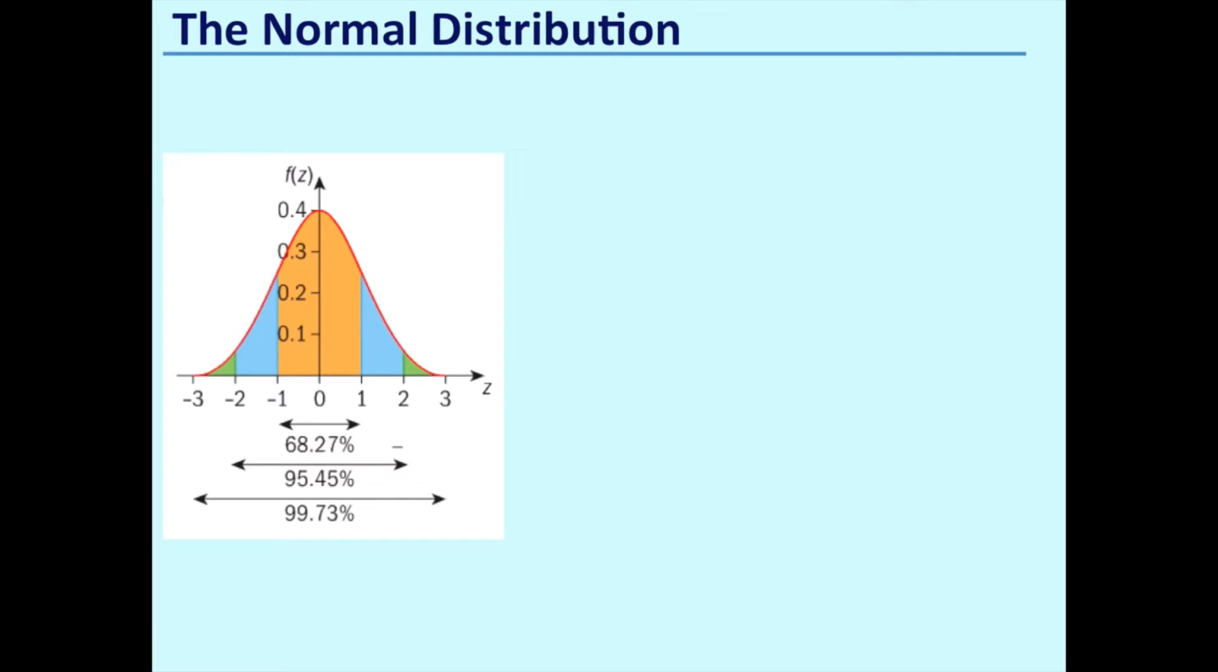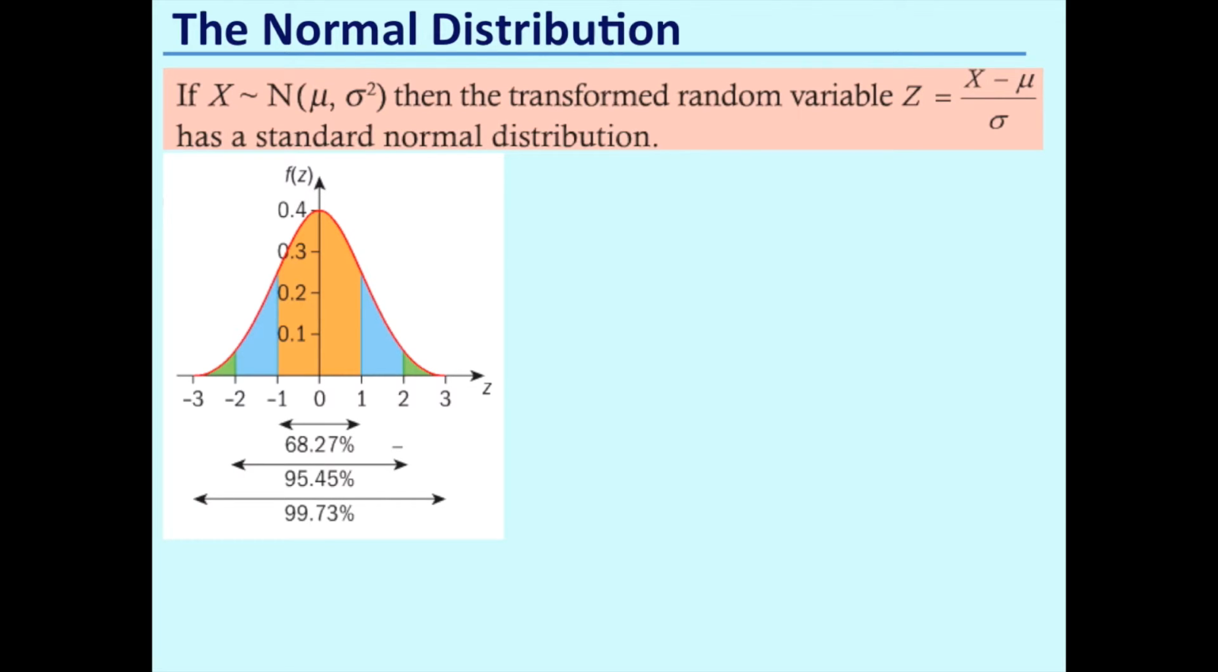That's all well and good if you happen to have a normal distribution which is in standard form with the mean of 0 and a standard deviation of 1, but that is not really very representative of real-world data. That's not a problem, however, because we can transform real-world data so that it is in a standard form, and we do that using this formula here. So z equals x minus mu over sigma.